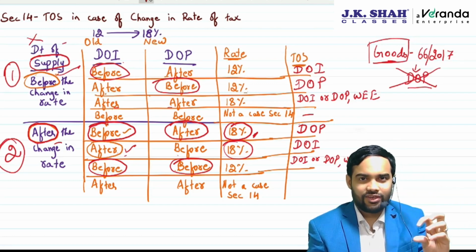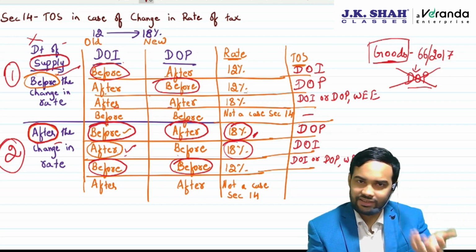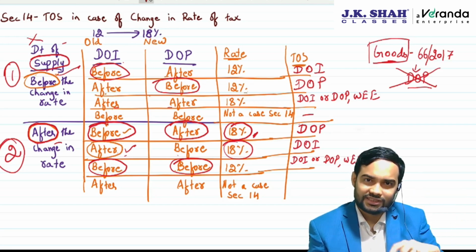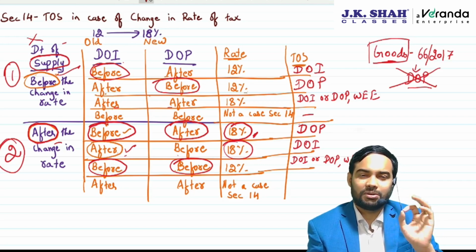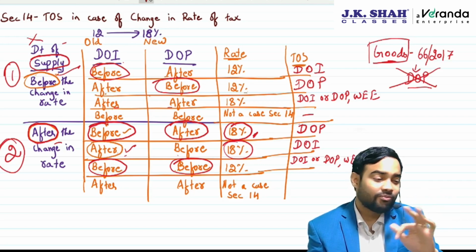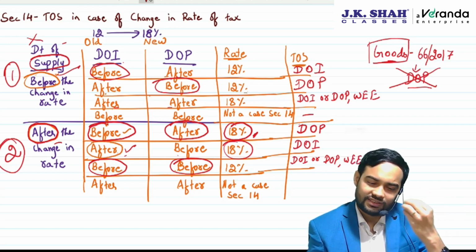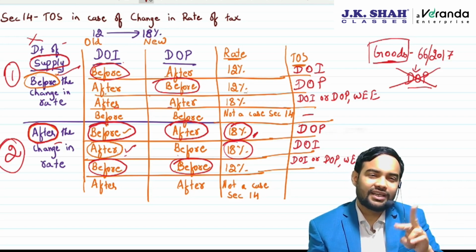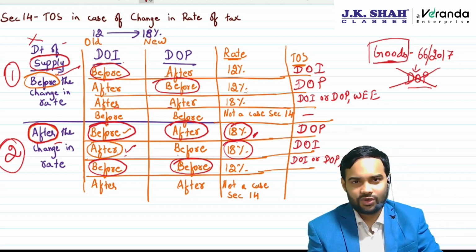You write date of invoice or date of payment, whichever is earlier, and then you mention that as per notification number 66/2017, date of payment is not considered as time of supply. If you are directly getting date of invoice answer, then go by that anyways. But there can be a mismatch in case of goods.